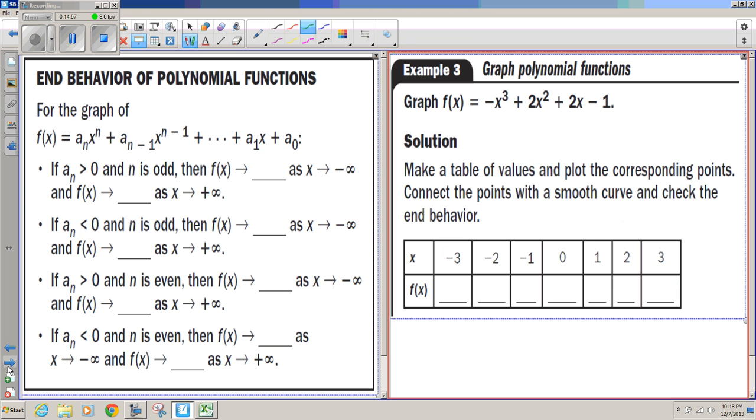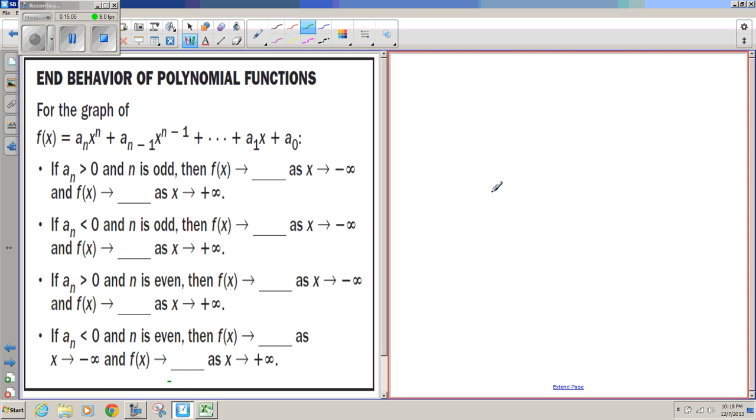All right, end behavior. Now this is very complicated for something that shouldn't be. The terminology you're being asked to use is something you'll use in math analysis. I want you to understand the concept right now. The concept is that here's a graph. The last thing this graph does when it's going to the left is it's going up. When it's going to the right, it's going up.